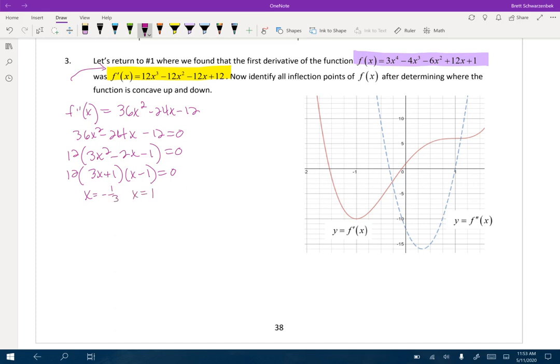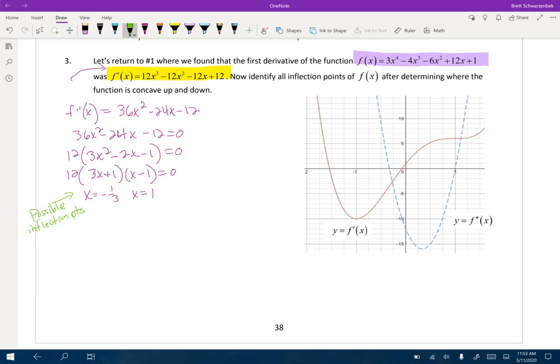So all old stuff. Now, the key is I'm going to identify this real quick. These are possible inflection points. Possible. They are not critical points. That is only for the first derivative. And they aren't necessarily inflection points. They're only possible inflection points.